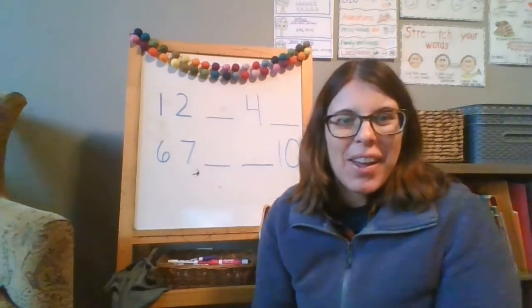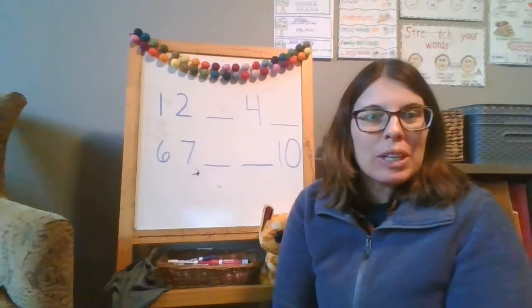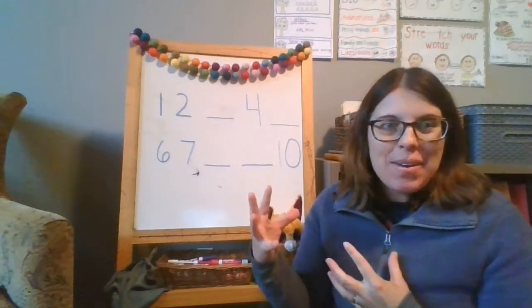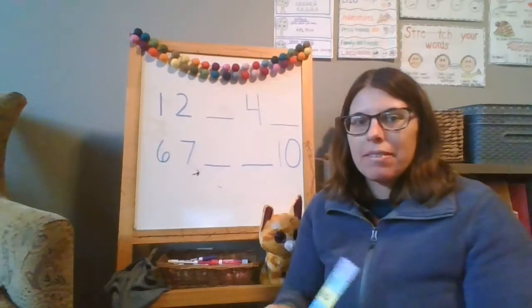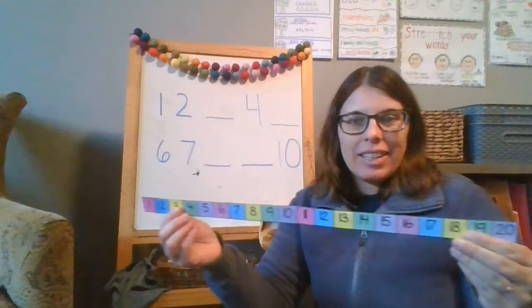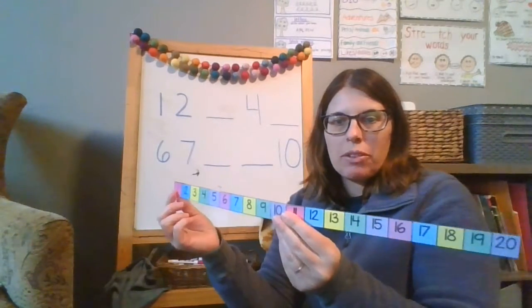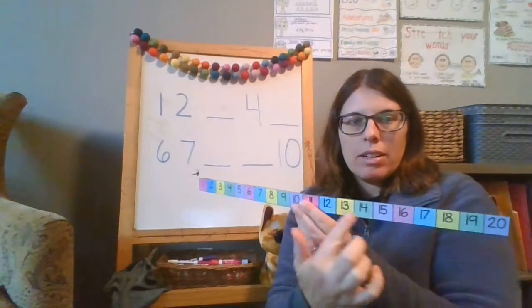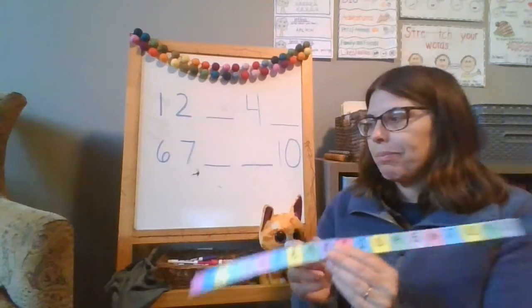Hi, friends. For math today, we're going to do some work with missing numbers and just getting the numbers in order and recognizing them. And you'll want to have this from your math folder to help you. You'll see it has the numbers from 1 to 20. So it has all the numbers from 1 to 20. And this can help us when we're looking for missing numbers.